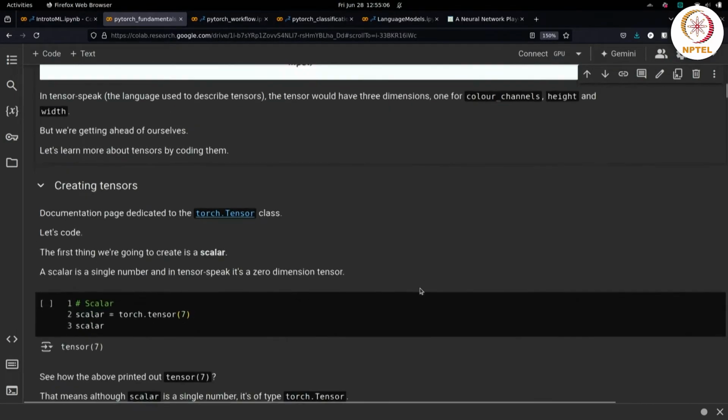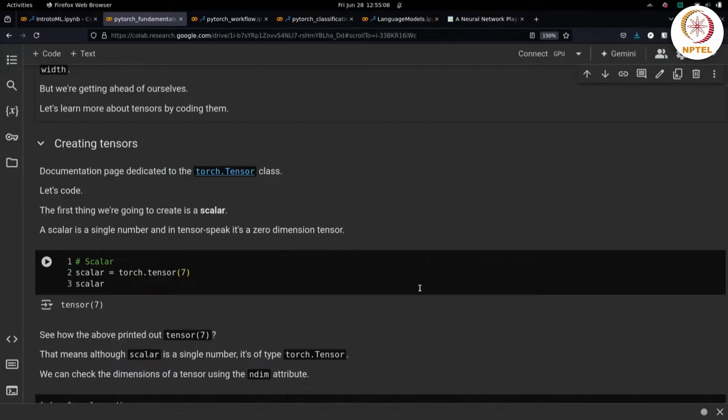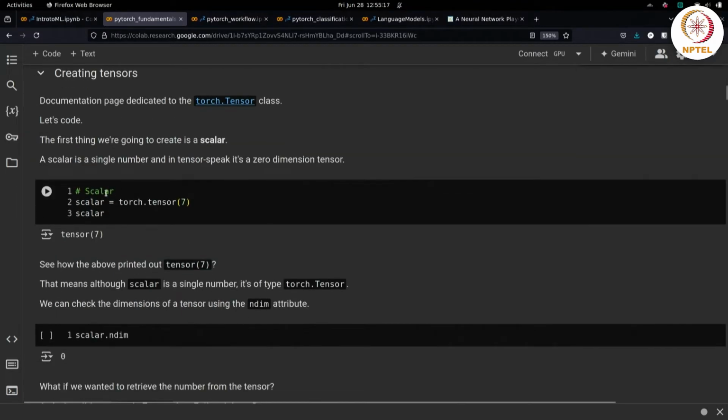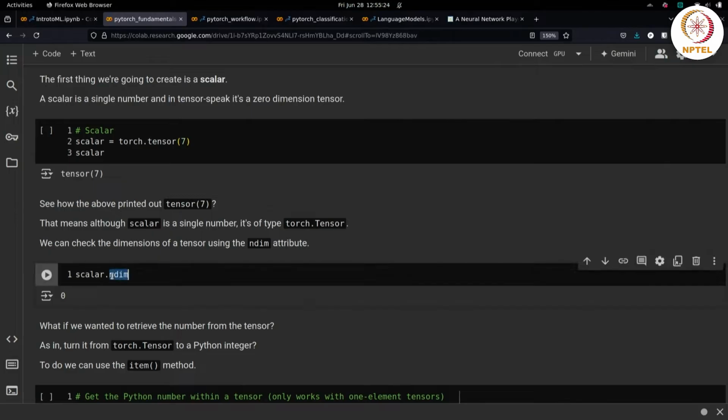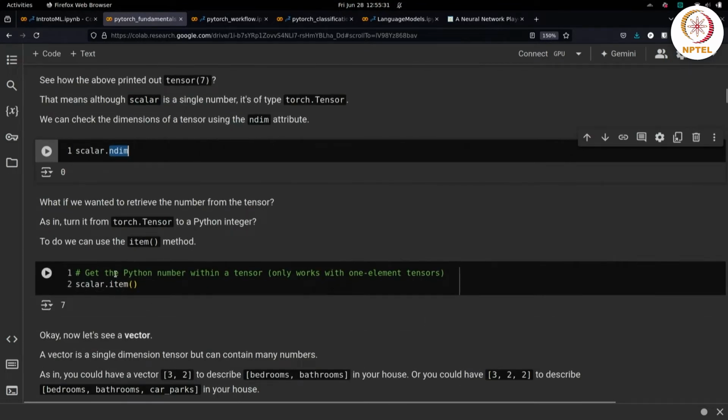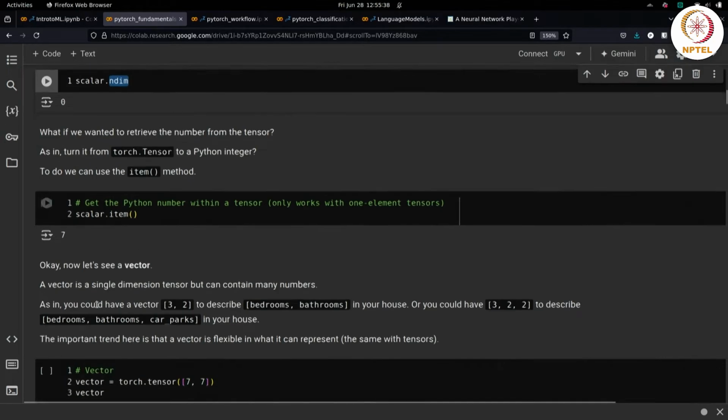So let's start with some basics, like how do you create a tensor in PyTorch? The syntax is that torch.tensor would allow you to create scalars, vectors, matrices, or tensors. So here you are creating a scalar, and you can use this syntax to find out how many dimensions there are. Since this is a scalar, there are no dimensions, there is 0 dimension, and if you want to access the value embedded in that tensor, you can say scalar.item, and it will output this particular number.